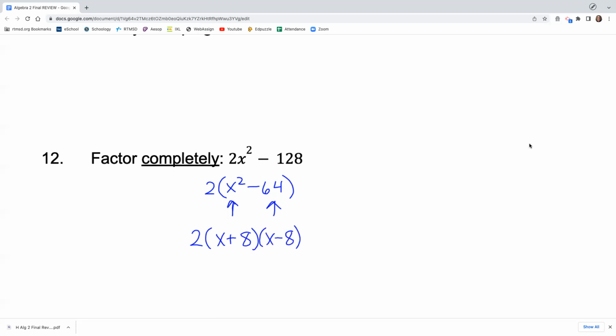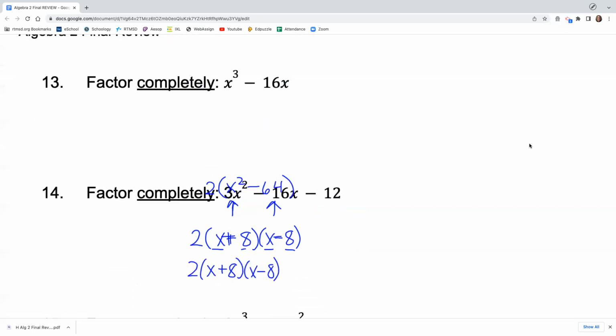If you were to FOIL that back out, this equals x squared minus 64 because you basically take the square root of x squared, and you put an x here and here, and the square root of 64, 8 and 8. One's positive, one's negative. So your final answer would be 2 times x plus 8 times x minus 8 for number 12.